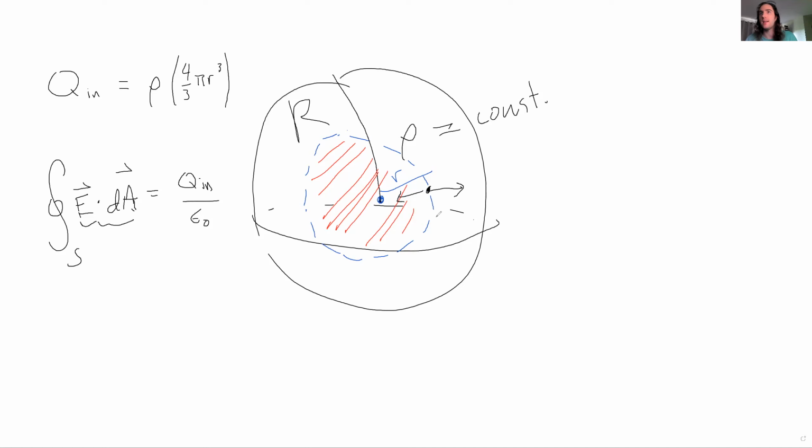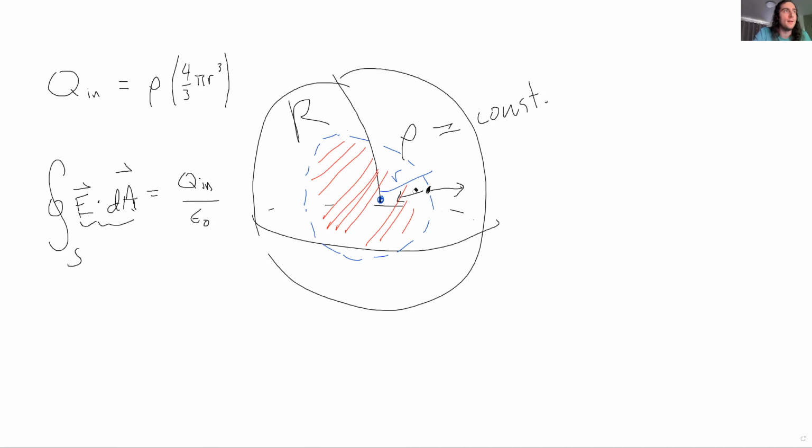So it has to be radially outward, it has to be radially inward, or it has to be zero. Those are the only options. It can't be pointing to the side because we have a uniform charge density on a sphere, we have radial symmetry. Okay, so it's either out or in.